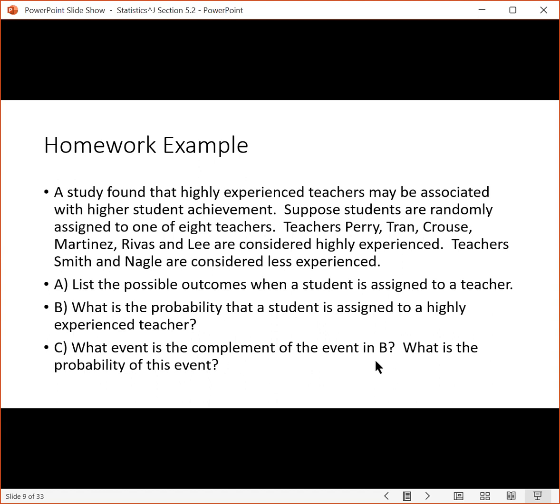And then what is the complement of being assigned to a highly experienced teacher? So it's the opposite. You could think of it as the opposite. So the opposite of being assigned to a highly experienced teacher is going to be assigned to a less experienced teacher. And then the probability of that would be 2 out of 8.